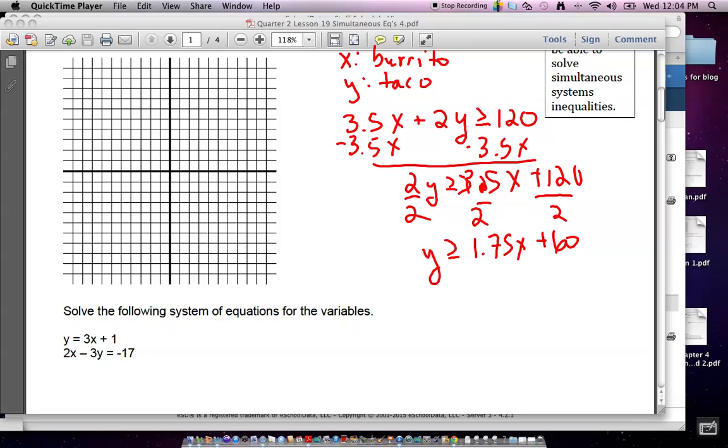Now, remember how I talked about we don't want decimals with slopes? So 1.75 is 1 3/4, which is 7 over 4 plus 60. And y is greater than or equal to.